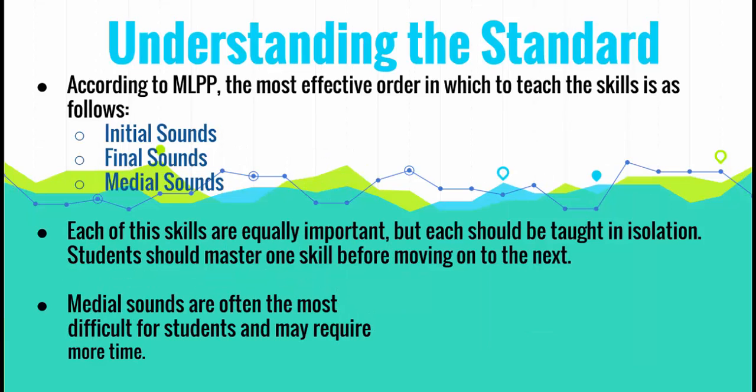There are 3 skills covered in this standard: isolating the initial sound, the final sound, and the medial or middle sound. While these skills should be taught consecutively, they should also be taught in isolation. Research from MLPP and 95% Group suggests teaching the skills in the following order: initial sounds, then final sounds, and finally middle sounds. According to MLPP, the most difficult sound placement for a child to identify consistently is the medial letter position in a word. Therefore, this skill may require more time and practice than the first 2.